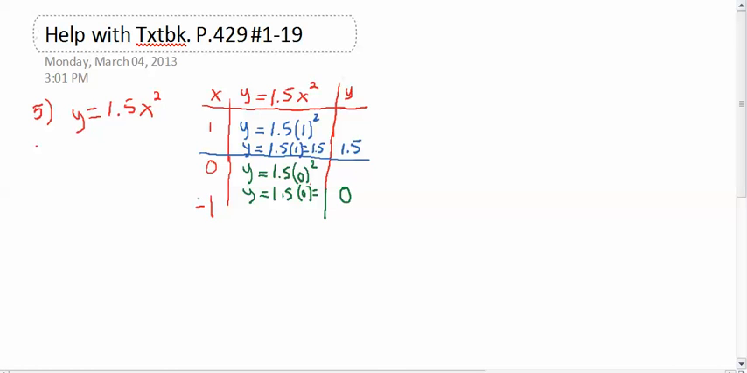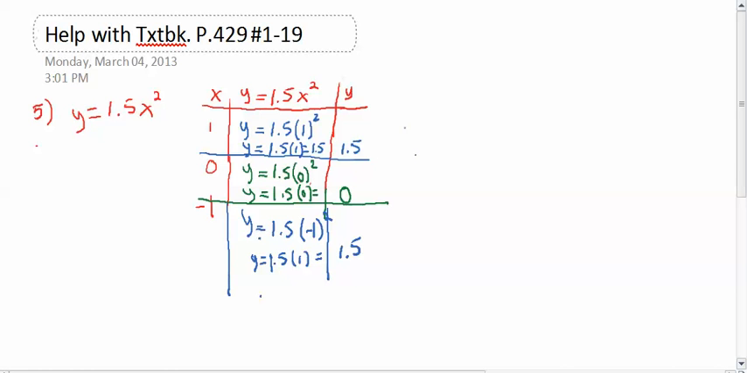Anything times 0 is 0. Okay, that's that one. Now the next one. I'm going to plug in a -1. So again, I have y is equal to 1.5 times -1 squared, and -1 times -1 is a +1. And so my y is 1.5. Alright, so there I've got my ordered pairs. My x is 1, my y is 1.5. My x is 0, my y is 0. My x is -1, my y is 1.5.